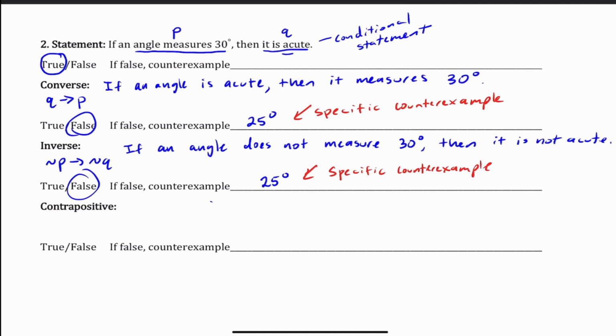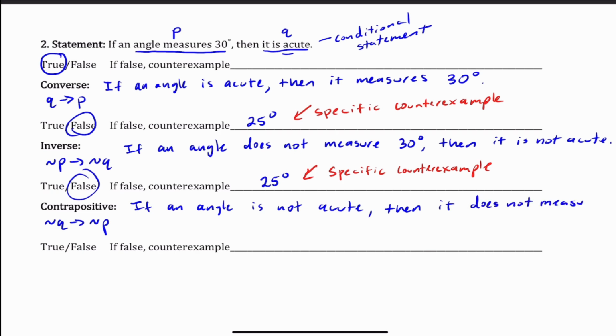Lastly, we have the contrapositive. The contrapositive is not Q, not P. So if I'm writing this, I would say if an angle is not acute, then it does not measure 30 degrees.